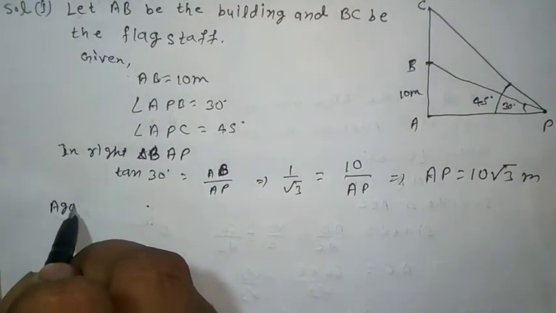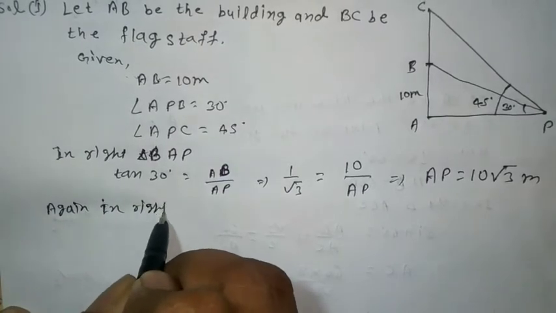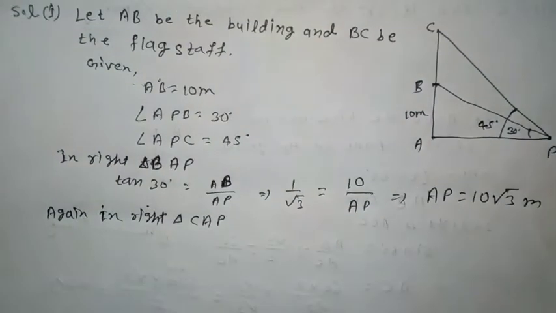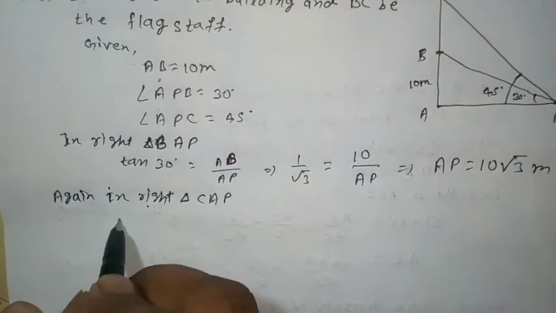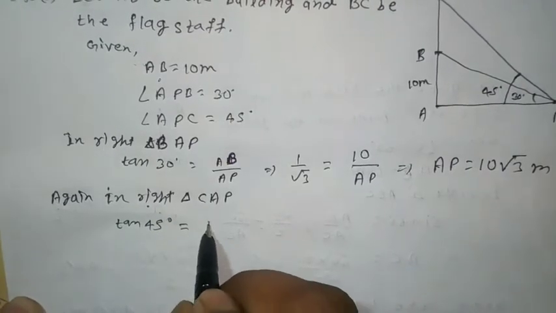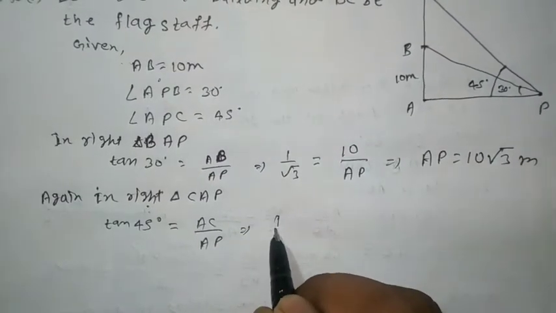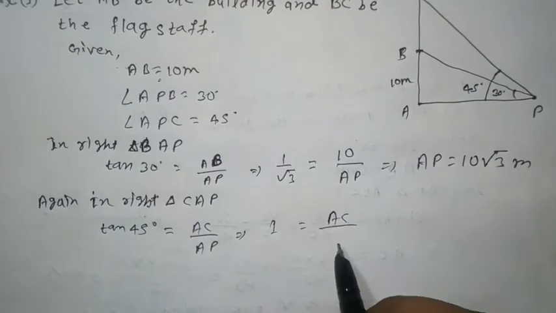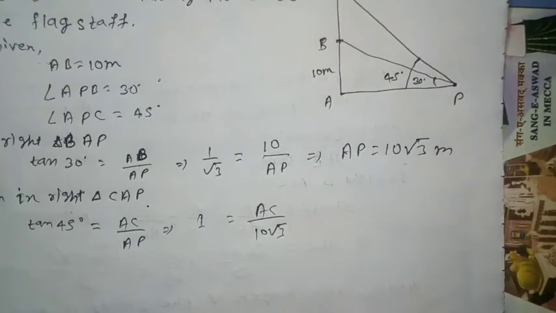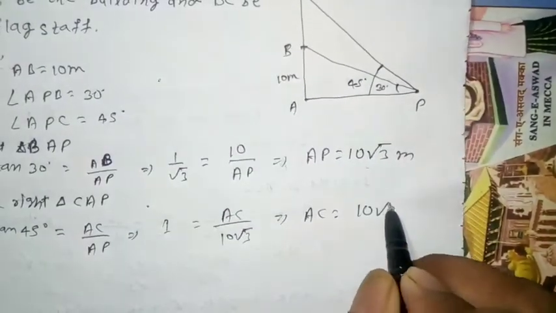Again, in right triangle CAP, tan 45 degrees is equal to AC by AP. Implies the value of tan 45 is 1, equal to AC by AP, which is AC by 10 root 3. Implies AC is equal to 10 root 3 meter.